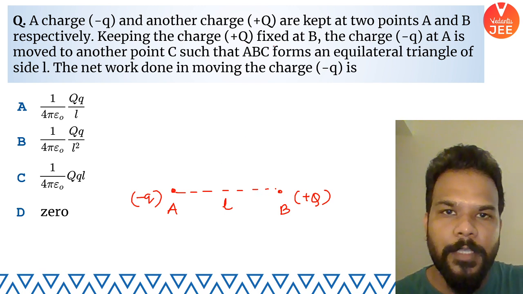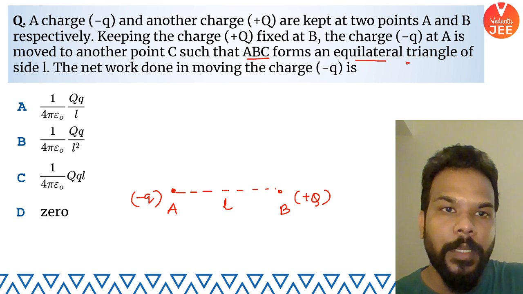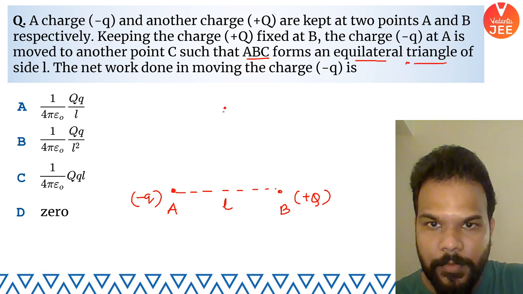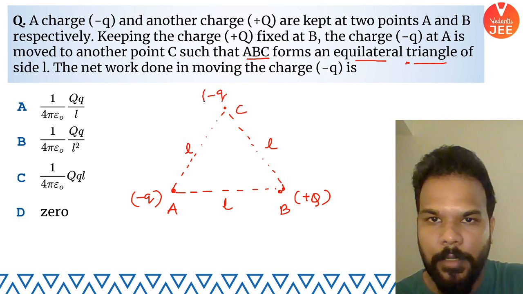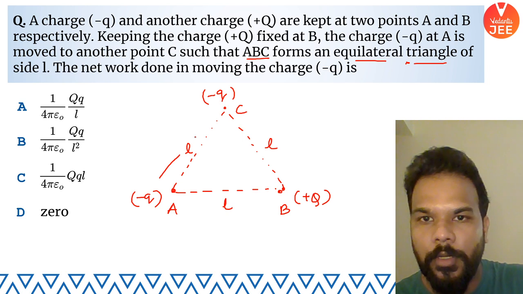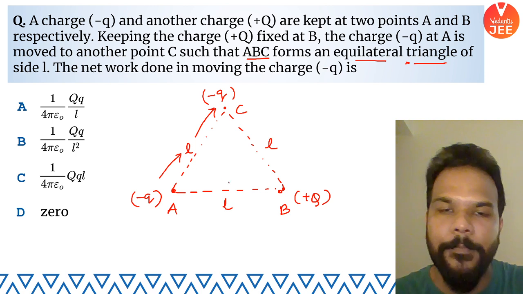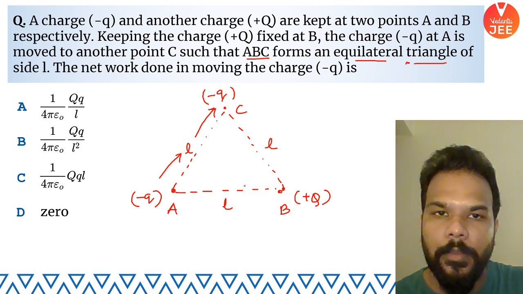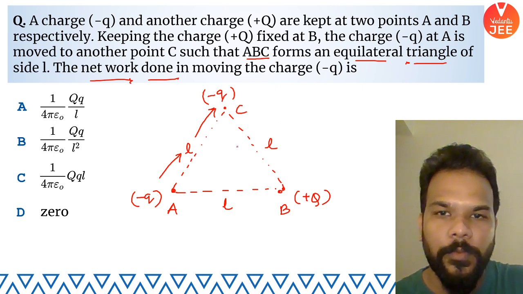Now keeping the charge plus Q fixed at B, the charge minus Q is moved to another point C such that ABC forms an equilateral triangle. Okay, so let's think of an equilateral triangle here like this. So this length is L, this is L, and now you have taken this minus Q charge here. So your charge particle has gone from point A to point C. Okay, guys. So now the question is asking us to calculate the net work which is done in moving the charge minus Q from point A to C.